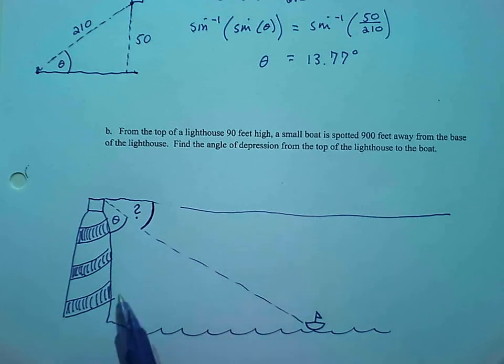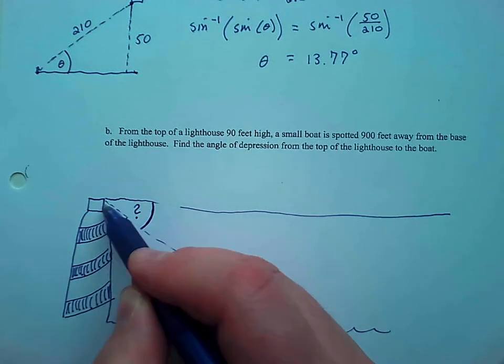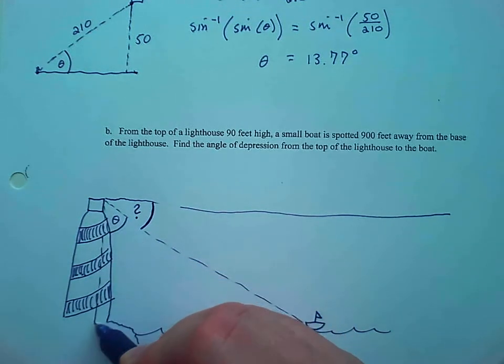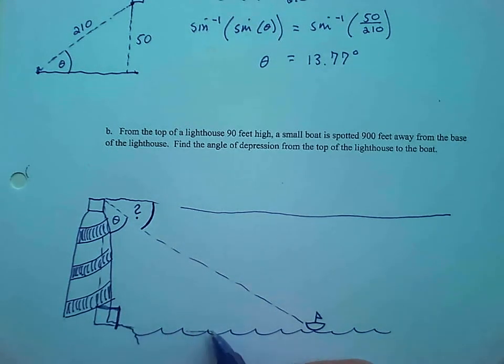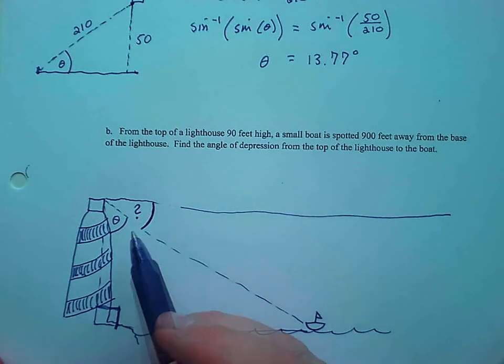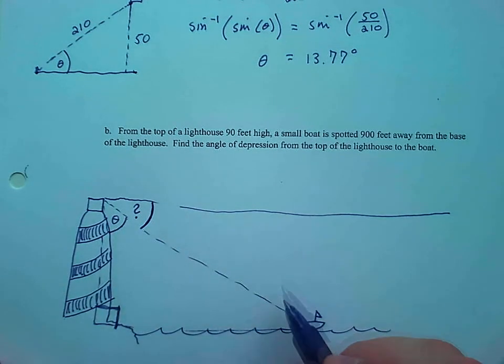Our angle of depression right here. But here what we can do is imagine that we're forming our 90-degree angle. So this angle right here is going to be our 90-degree angle. Therefore, this angle right here is going to be the same angle as this angle right here. So those two are going to be the same thetas.